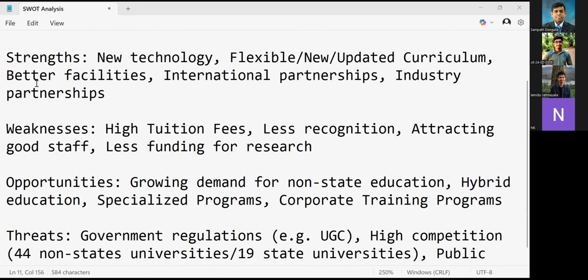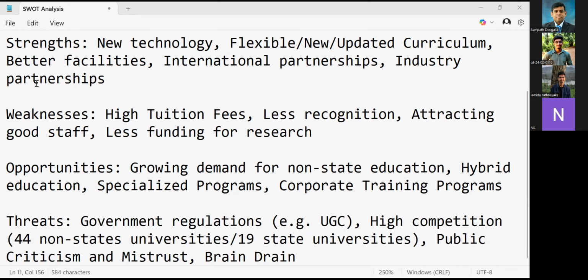Similarly, we have recognized weaknesses: high tuition fees, less recognition compared to maybe public universities, attracting good staff members, less funding for research. Those are identified as weaknesses.